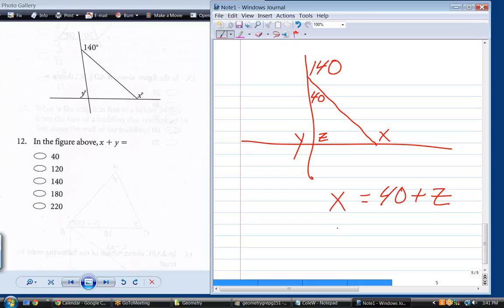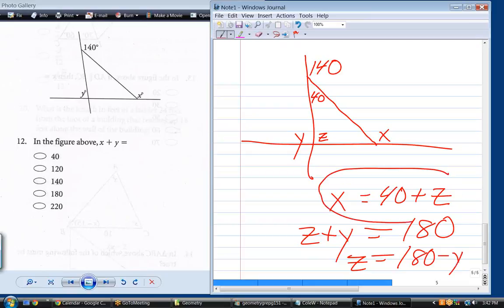What is z equal to in regards to y? What is the relationship between y and z? They're supplementary. In other words, whenever you have a straight line and you have another line that connects like that, angle 1 and angle 2 are supplementary. Always. That's one of the more important concepts in geometry. So I can say z plus y is equal to 180. So z is equal to 180 minus y.